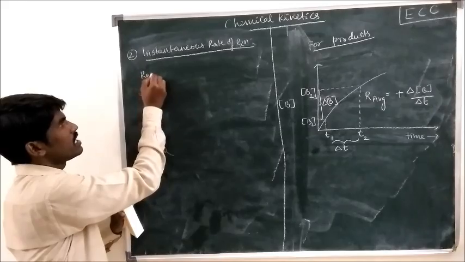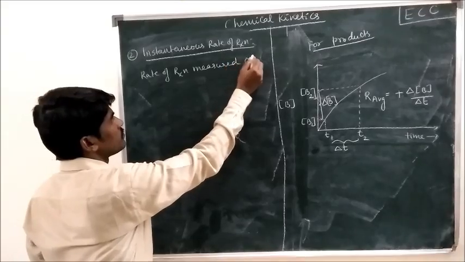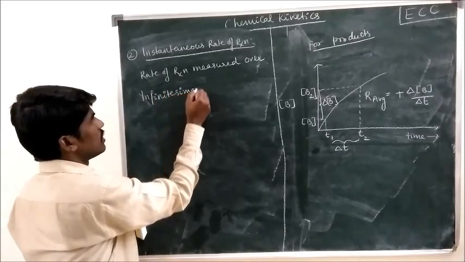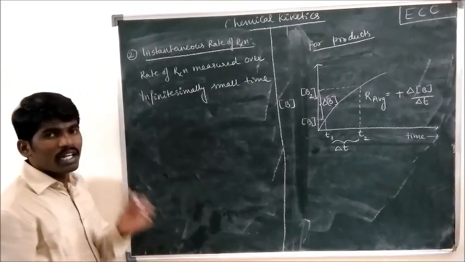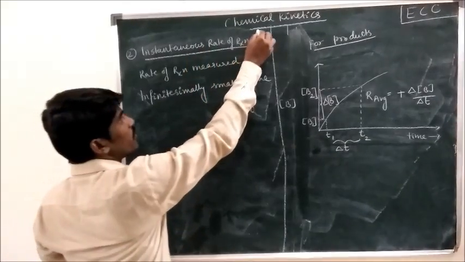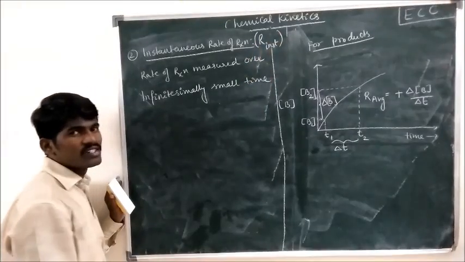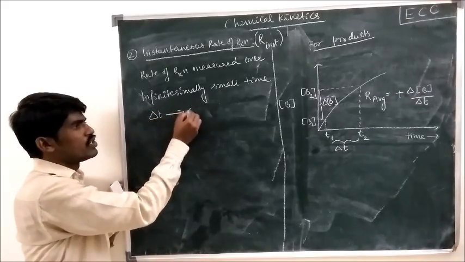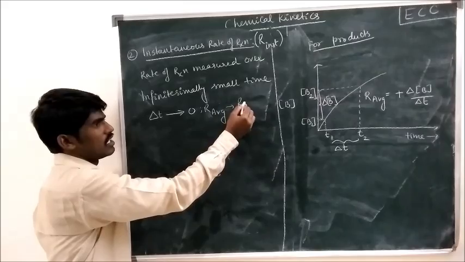So instantaneous rate of reaction means rate of reaction measured over infinitesimally small time. Such rates of reaction are said to be instantaneous. For instantaneous rate of reaction, I am using R inst, R instantaneous, right? So now, when delta T tends to 0, R average becomes R instantaneous.